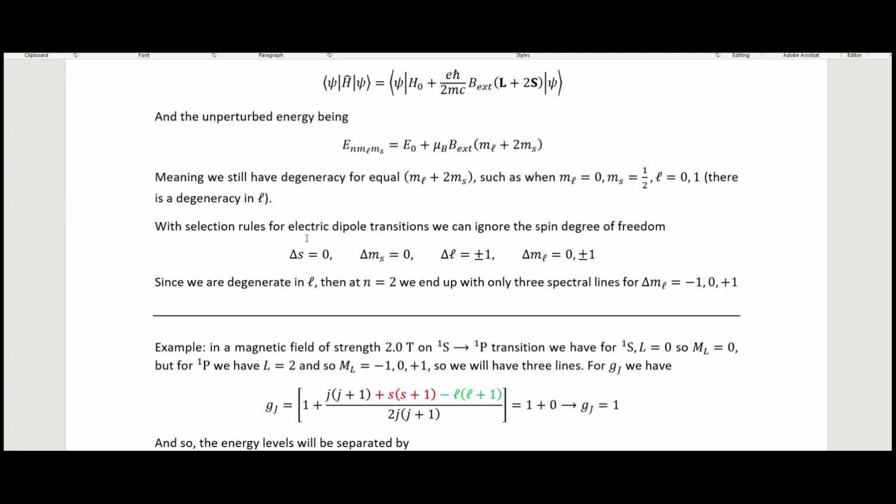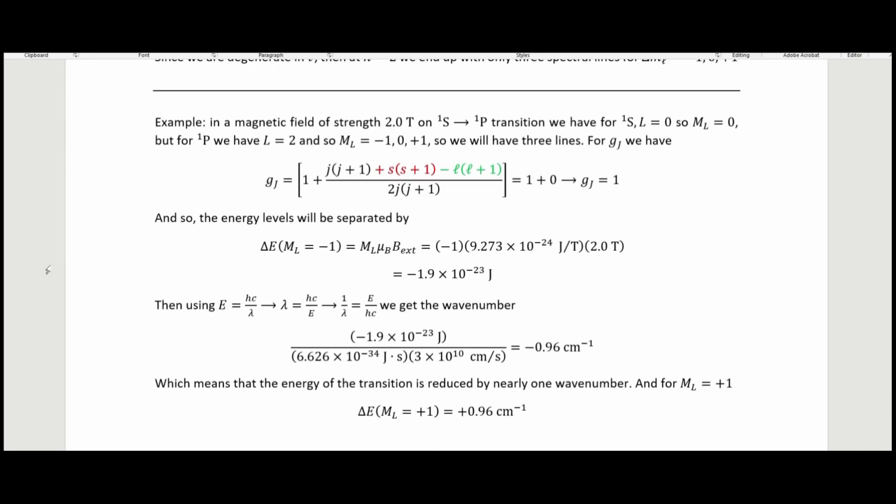All right, so with the selection rules for the electric dipole transitions, we could ignore the spin degree of freedom. So the change in S is equal to 0, and we have the change in L equals plus or minus 1, and then the change in m sub L equals 0 or plus or minus 1. And so since we're still degenerate in L, at n equals 2, we end up with only 3 spectral lines, which is m sub L being minus 1, 0, and plus 1. That's something that you see with the strong Zeeman effect, that you end up with just the 3 spectral lines.